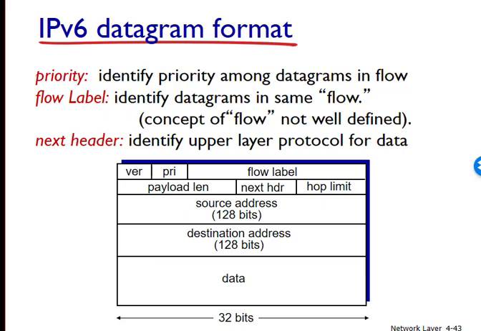The IPv6 header also has an 8-bit traffic class field. This field can be used to give priority to datagrams within a flow, or it can be used to give priority to datagrams from certain applications such as ICMP over datagrams from other applications.